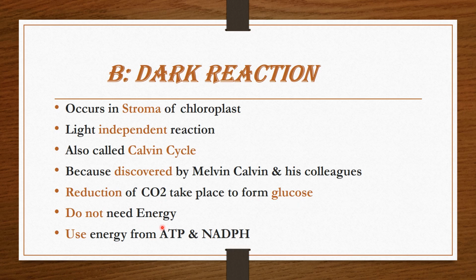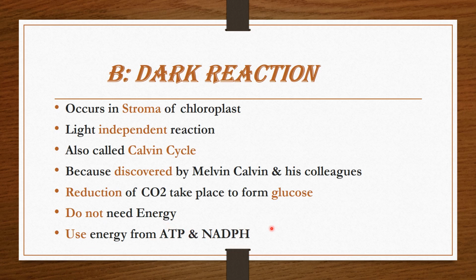The dark reaction does not need energy, as the energy was required in the light reaction, where ADP was combined with the inorganic phosphate to form ATP. This energy was needed in the light reaction, but in the dark reaction energy is not needed, because it is a light independent reaction, so it doesn't need any kind of energy. It uses energy from ATP and NADP.